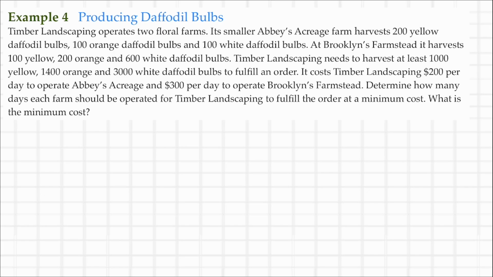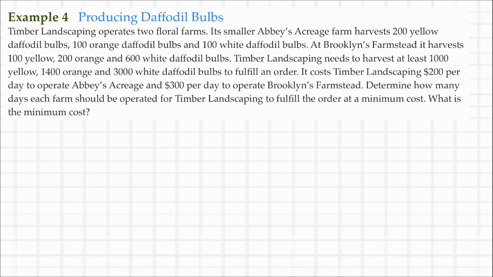So we continue with our minimization problems. This example is similar to the previous example, and this is producing daffodil bulbs. It reads, Timber Landscaping operates 2 floral farms. Its smaller Abby's Acreage farm harvests 200 yellow daffodil bulbs, 100 orange daffodil bulbs, and 100 white daffodil bulbs. At Brooklyn's Farmstead, it harvests 100 yellow, 200 orange, and 600 white daffodil bulbs. Timber Landscaping needs to harvest at least 1,000 yellow, 1,400 orange, and 3,000 white daffodil bulbs to fulfill an order.